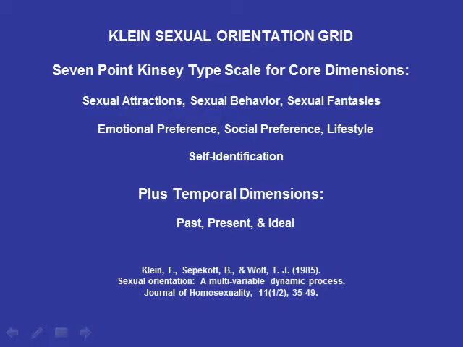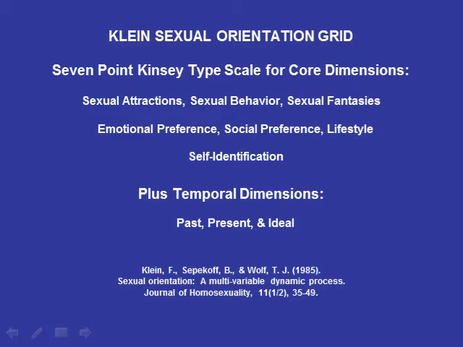A further development in this area was the Klein sexual orientation grid. Klein built on the Kinsey scale, and he included 7 dimensions. He also included sexual attractions, sexual behavior, and sexual fantasies, but in addition, he included emotional preference, social preference, lifestyle, and self-identification. In Klein's model, there were 7 components rather than the 3 that Kinsey had.